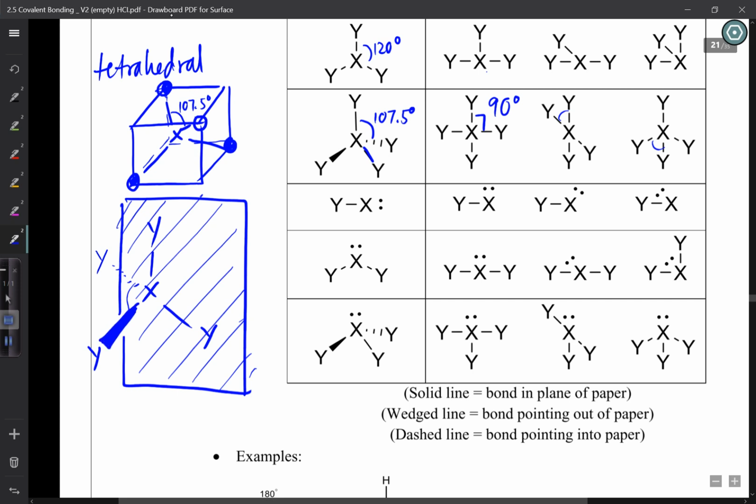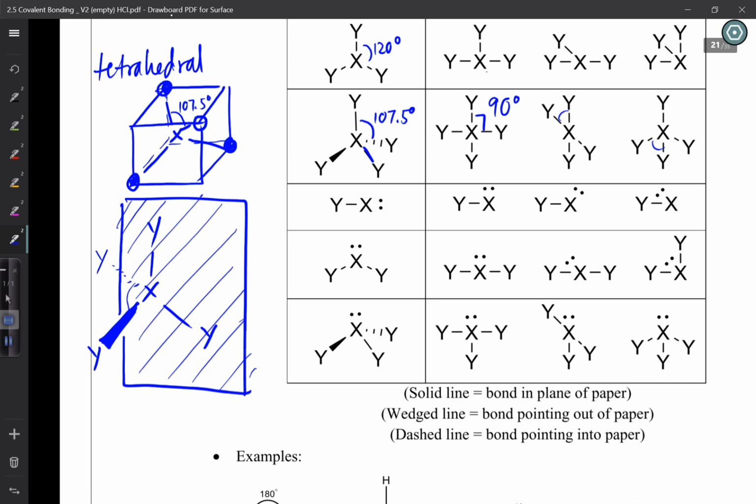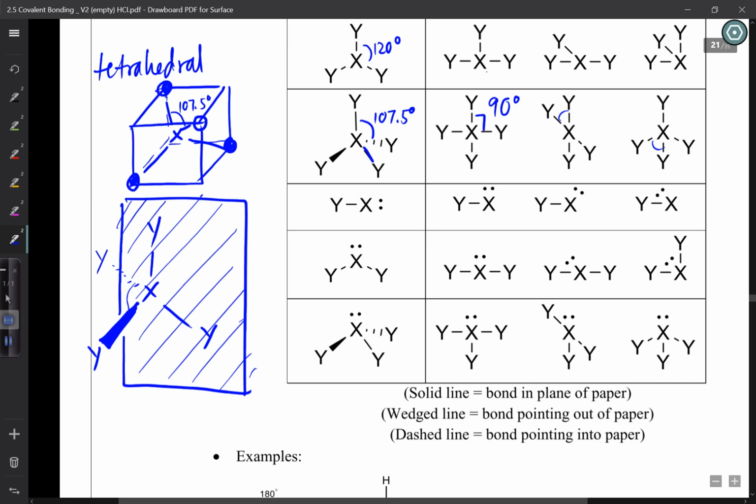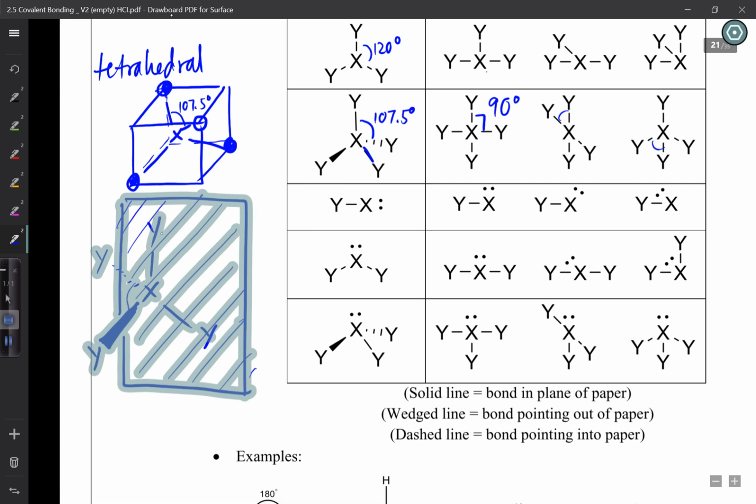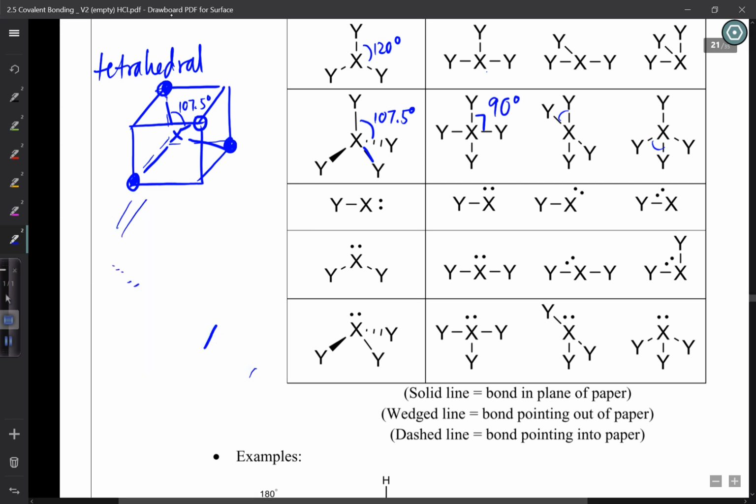That's why, due to the limitation of us not being able to draw 3D on 2D, we use the wedge bond and the hash bond to represent it. So the wedge bond means it's pointing out towards you, the hash bond means it's pointing away from you. Alright? So this will be the most stable form.